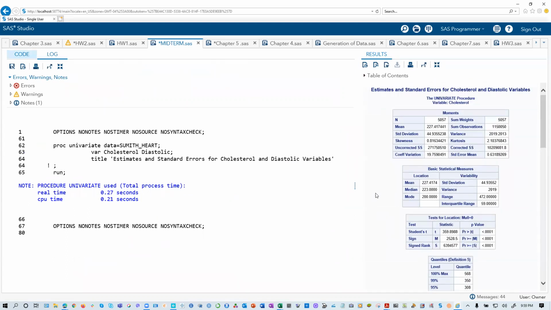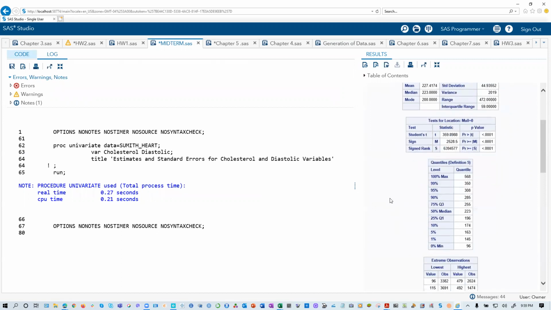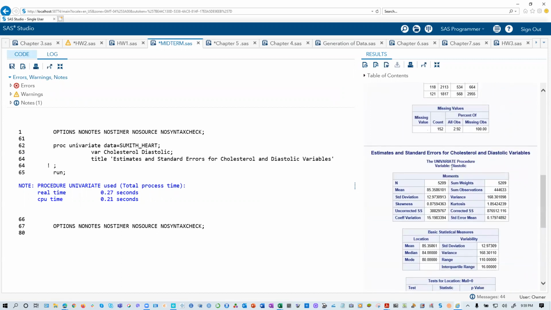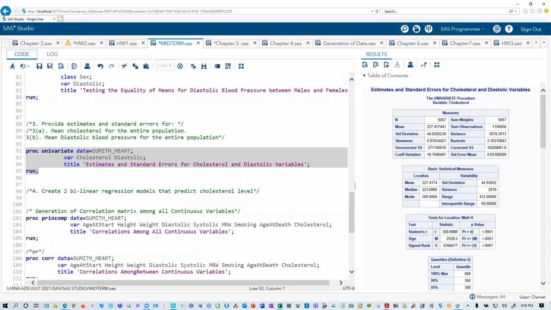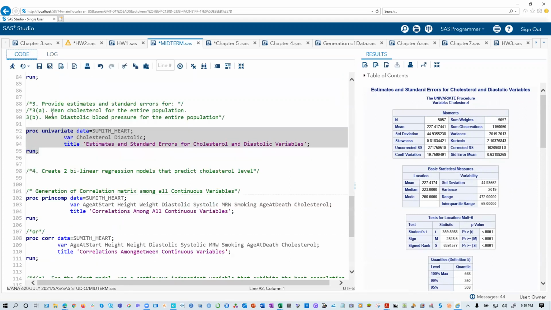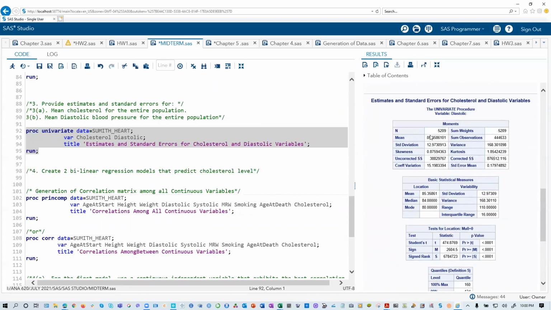See, univariate, sorry, here. This is for the diastolic variable, and this is for cholesterol. So you're going to go to the mean, what we were looking for, the mean cholesterol level for the entire population, which is this one. And its standard error. That's the standard error. You don't have to do any calculation. And you do the same thing for diastolic. For the diastolic pressure, that's the mean. That's the mean diastolic pressure. Mean, standard error. That's it.